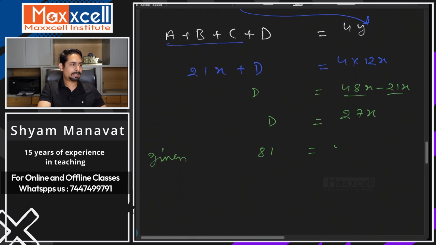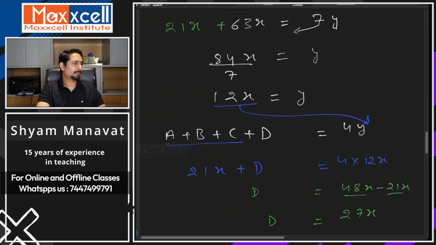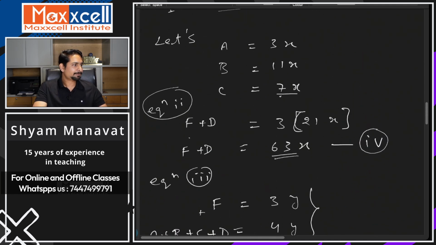So 81 equal to 27x. That's how x will be equal to, you cancel by 27. Or you can cancel by 3, or by 9 also. But if you cancel this here, you get 3. 27 into 3 is 81. So x is equal to 3. We got the multiple constant value x. Alright, now everything is easy.